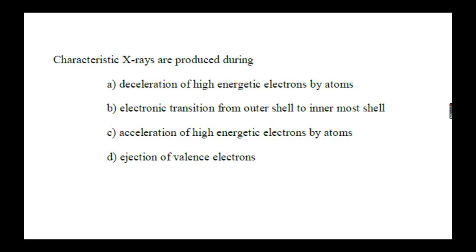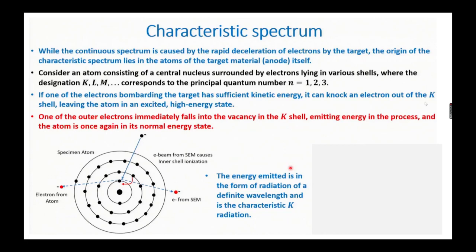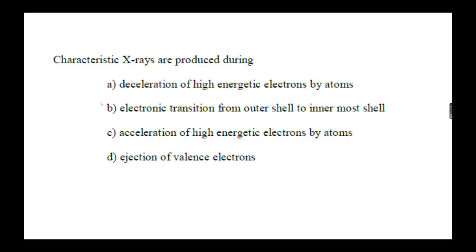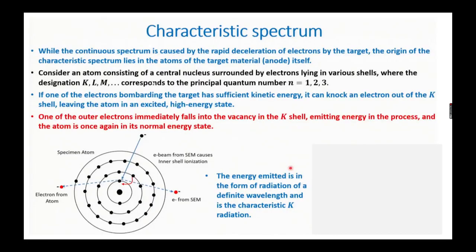Okay, this is very simple. I have explained that the continuous spectrum is caused by the rapid deceleration of electrons by the target. Here, the deceleration of high energetic electrons by atoms is for the continuous spectrum, but the question is asking about characteristic X-rays. The origin of the characteristic spectrum lies in the atoms of the target material itself.